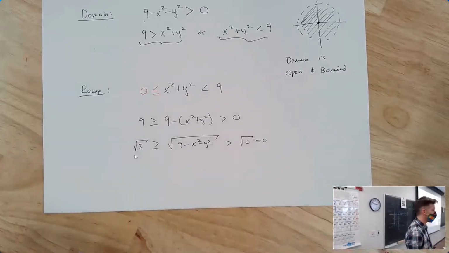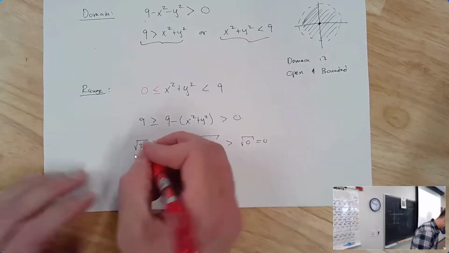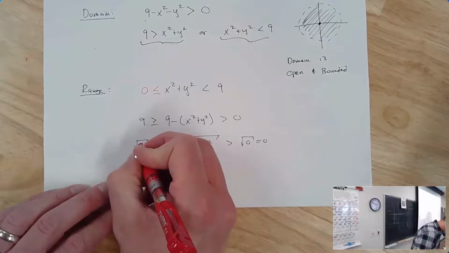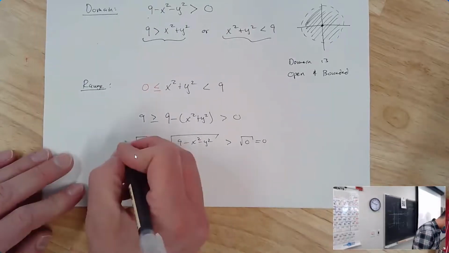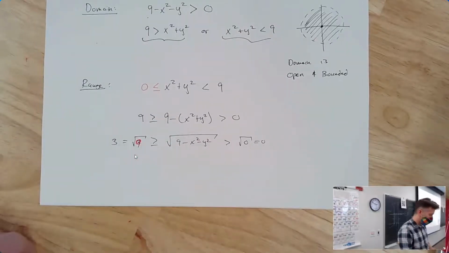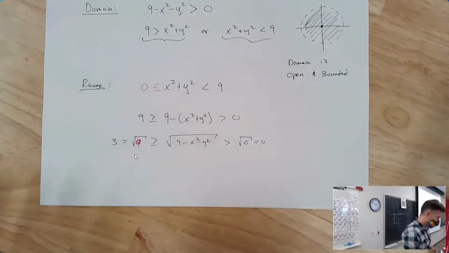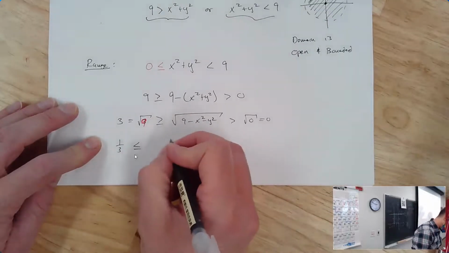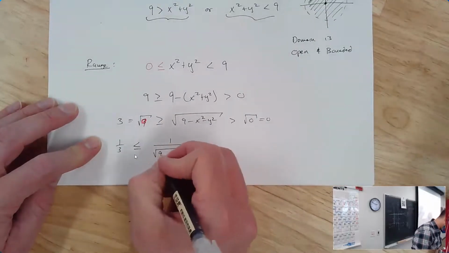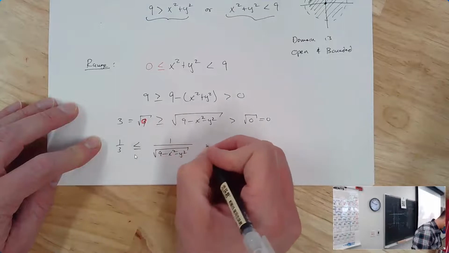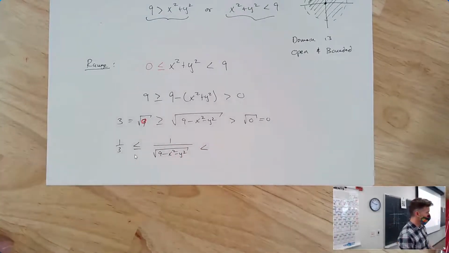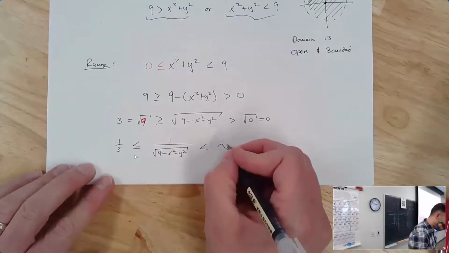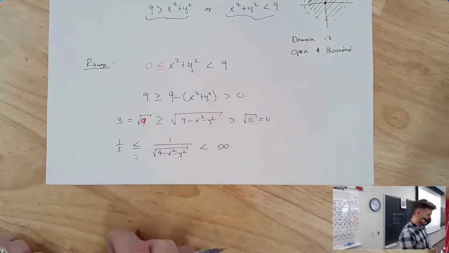Why did I write the square root of 3? Because I was not being careful. And then we're going to take the reciprocal of everything. So 1/3 is less than or equal to 1 over the square root of 9 minus x squared minus y squared, which is less than 1 over 0. Let's just say infinity.